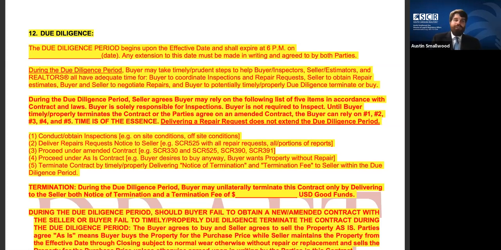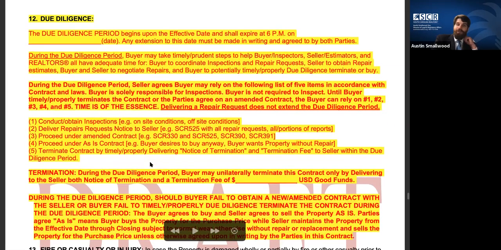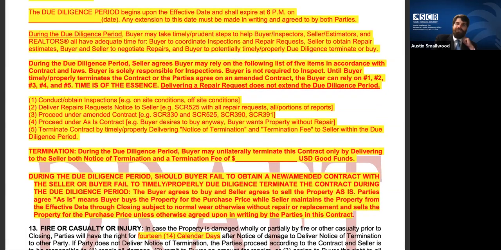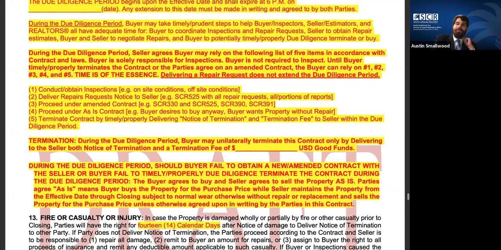Now, there are a number of contingencies in this contract that are outside of the due diligence period, and they have their own criteria, but the termination fee would only be owed if you terminated during the due diligence period for due diligence reasons. If you terminate for one of the other contingencies we're about to go over, then that termination fee would not be owed. Again, there's no discussion of earnest money in here. The termination fee and the earnest money are two completely separate pots of money. You should not be pulling termination fees out of earnest money.